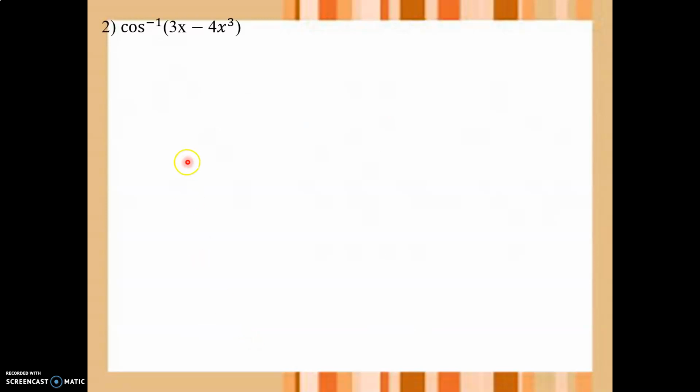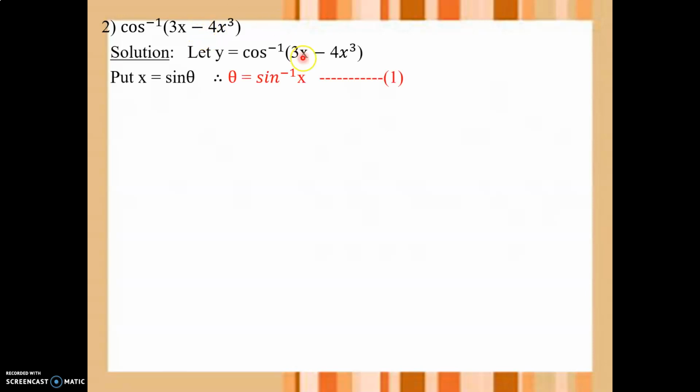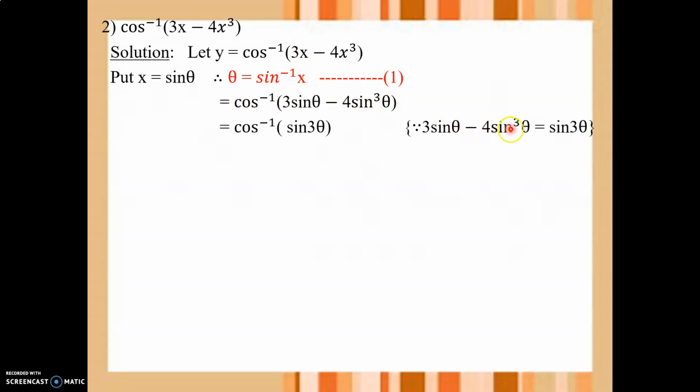Next question is cos inverse of 3x minus 4x cube. Here again you have to give substitution that way. We know that this is similar to 3 sine theta minus 4 sine cube theta. That is the formula for sine 3 theta. So we can give that substitution. Let y is equal to the given question. Put x equal to sine theta. Therefore theta is equal to sine inverse x. Then this term is equal to cos inverse of 3 sine theta minus 4 sine cube theta. We know this formula, 3 sine theta minus 4 sine cube theta is equal to sine 3 theta. We are substituting this inside the bracket term.